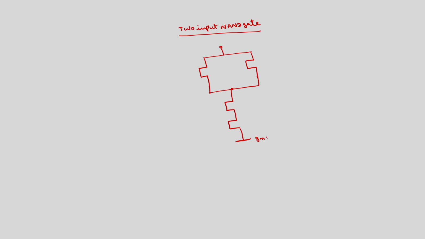This is ground point and this is VDD point, and here the output is taken. These are two inputs, so there will be a connection from here to here. This is PMOS 1, this is PMOS 2, this is NMOS 1, NMOS 2.